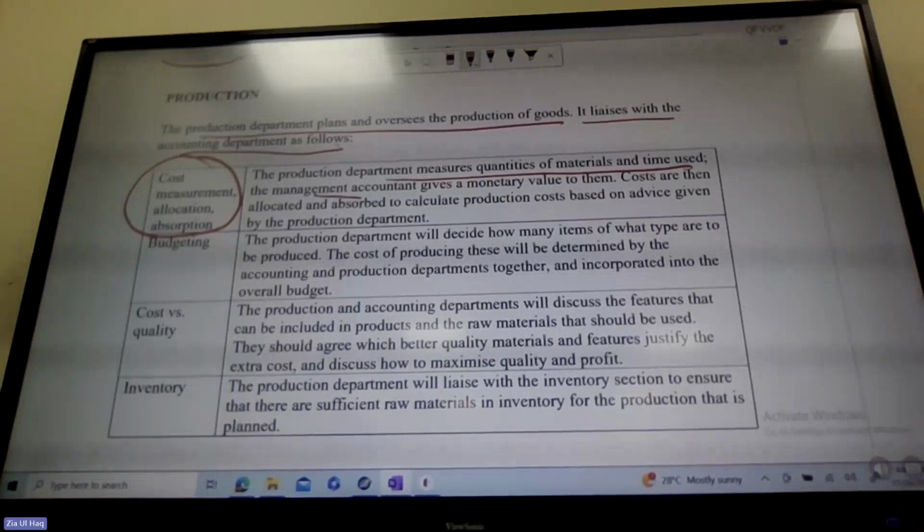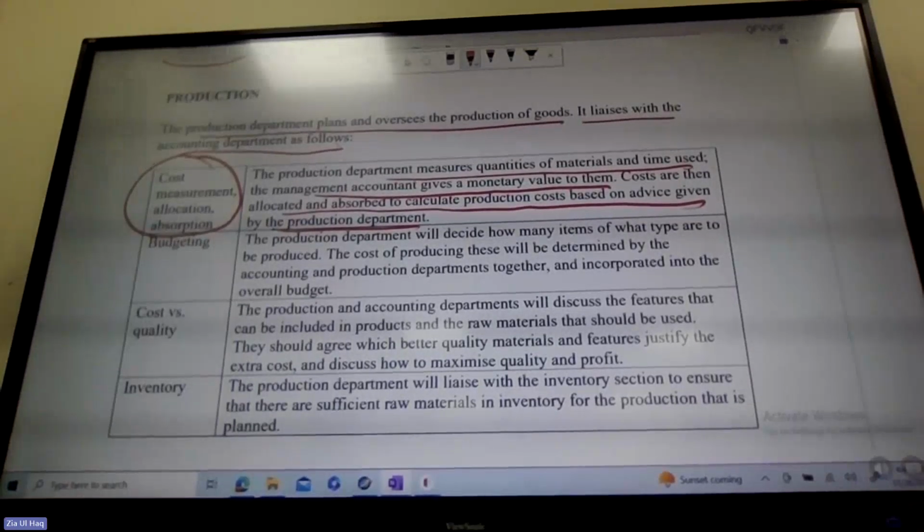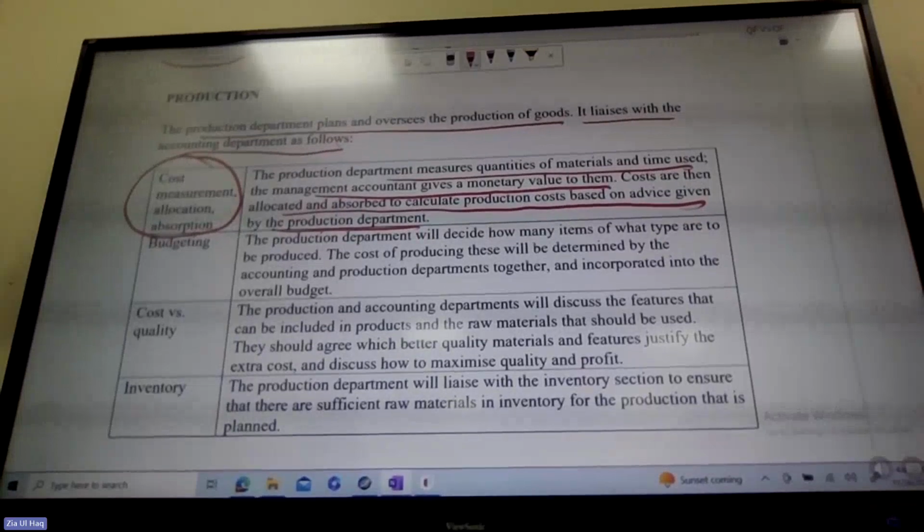The management accountants give a monetary value to them. Costs are then allocated and absorbed to calculate production cost, based on the advice given by the production department: how much material will be used in one unit, how much labor will be used in one unit, how much overhead will be absorbed, meaning used in one unit of product. Where does the accounting department get this information from? The production department.